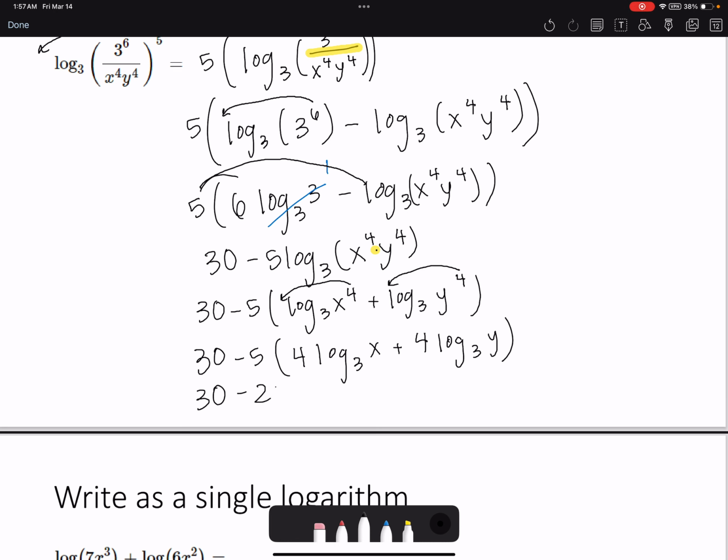So it would be minus 20 log base 3 of x, and then it would be minus 20 log base 3 of y, when we distribute that negative with the 5.